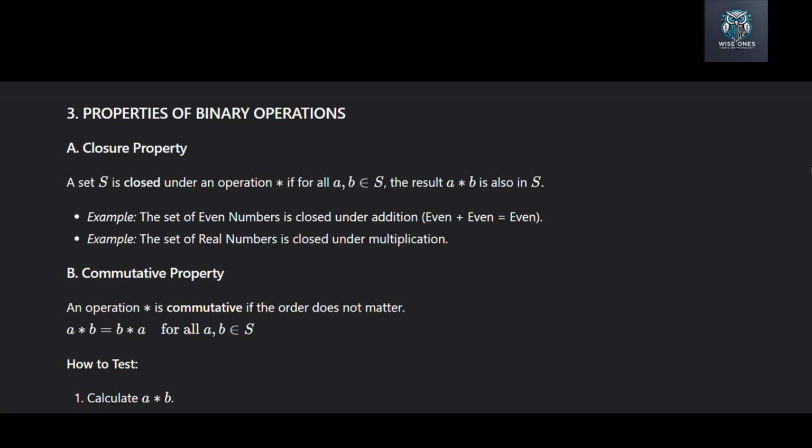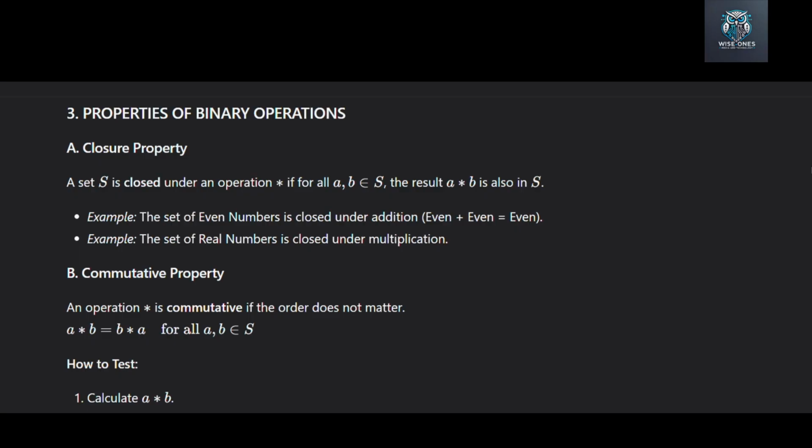For example, the set of even numbers is closed under addition. If you add an even number to an even number, you get an even number. The set of real numbers is closed under multiplication. If you multiply two real numbers, you get a real number.